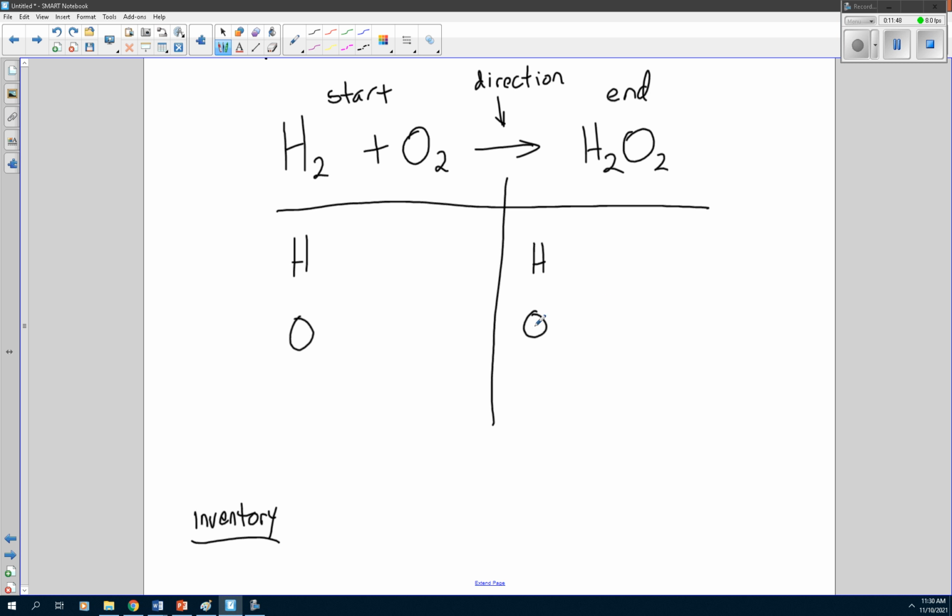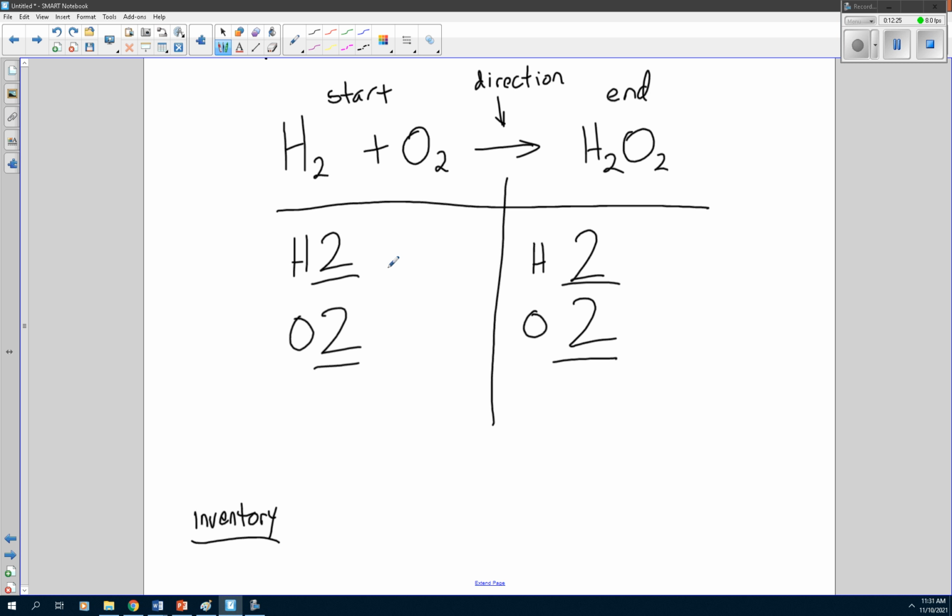Now, how many hydrogen atoms do you start with? Well, the subscript 2 tells me I start with 2 hydrogen atoms. I'll just put a 2 here. The subscript after the oxygen says I start with two oxygen atoms. It's good. In the end, the subscript 2 after the hydrogen tells me I end with 2 hydrogen atoms, and I end with 2 oxygen atoms. And this is exactly how it should be in what we would call a balanced chemical equation. I start with 2 hydrogens, I end with 2 hydrogens. I start with 2 oxygens, I end with 2 oxygens. This is a balanced chemical equation, okay?